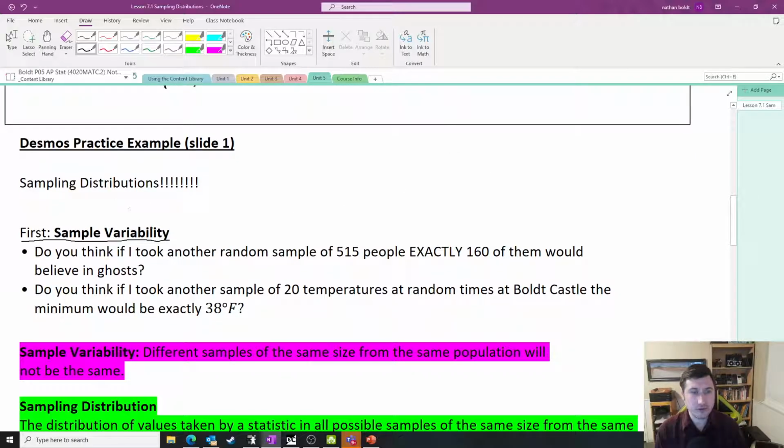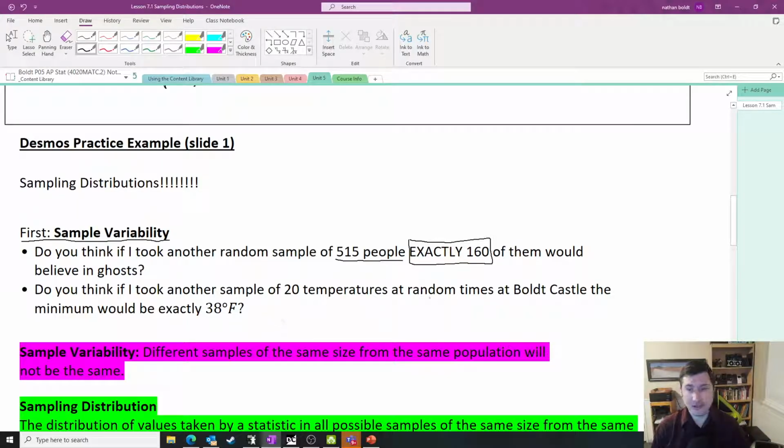So if I took another random sample of 515 people, and I asked them, do you believe in ghosts? Do you think exactly 160 of them would again say yes? Hopefully you realize, no, probably not. It wouldn't be exactly 160 out of 515 again. No sample is going to be exactly the same as the previous sample. We think it might be close, but not exactly the same.